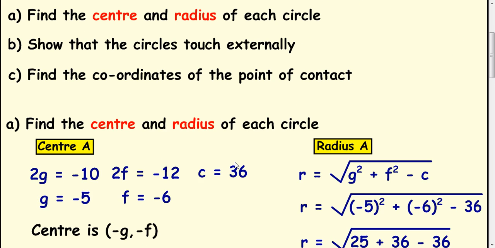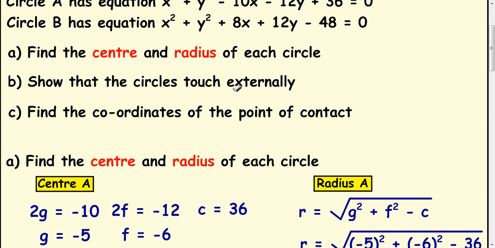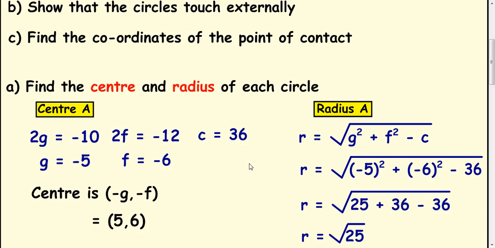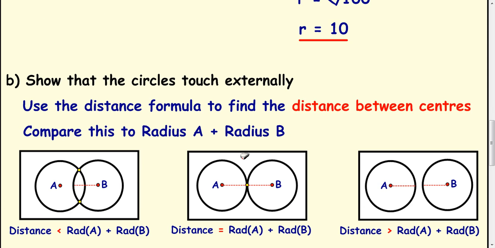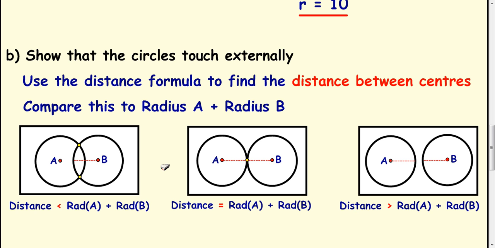So let's go back to the top and see what the next bit is. Show that the circles touch externally. Now to show this, it's good to look at this diagram here. To show that they touch externally really means that you're looking for this diagram here. What we need to do is compare the distance between the centre points to the two radii added together. If radius 1 plus radius 2 is exactly the same as the distance between the centres, then they'll touch externally at one point only.